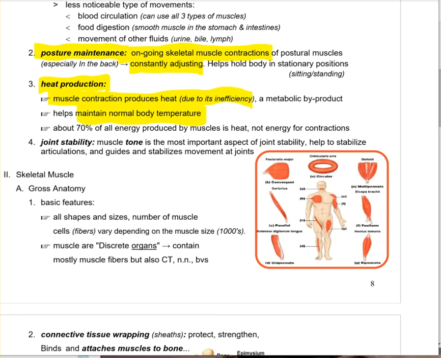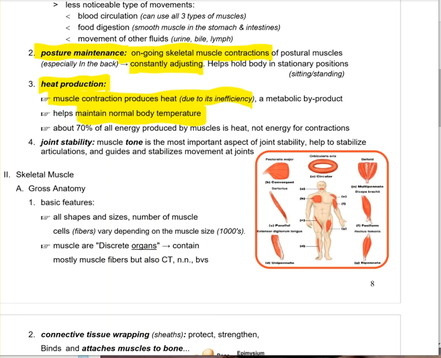And a lot of the energy produced by muscles is heat. We notice this when we work out and our body is much warmer than it was before. Our muscles actually feel warm to the touch. And about 30% of that is used for the contraction process.